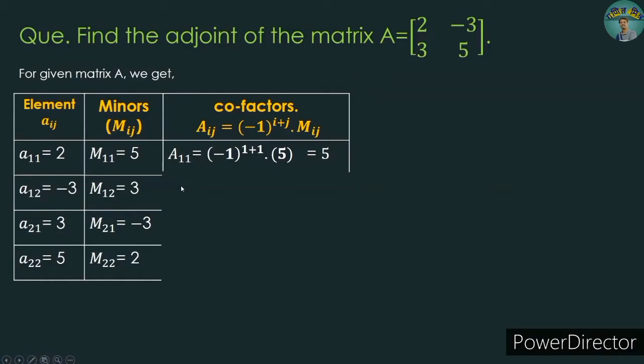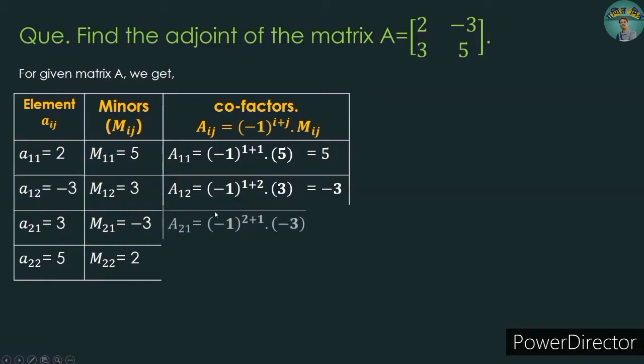Now let us see the next element A12: minus 1 raised to 1 plus 2 into 3. This 3 is the minor of this particular element, M12. Now see, 1 plus 2 means 3, and minus 1 raised to 3 means minus 1 raised to some odd number, so it is minus 1 again. So minus 1 into 3 will be minus 3.